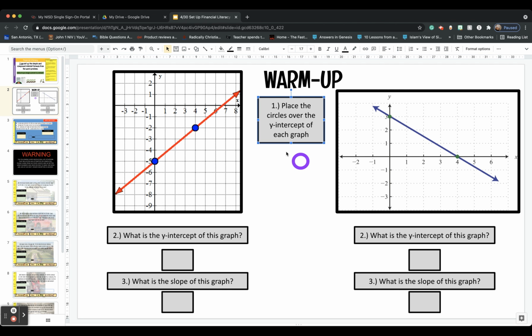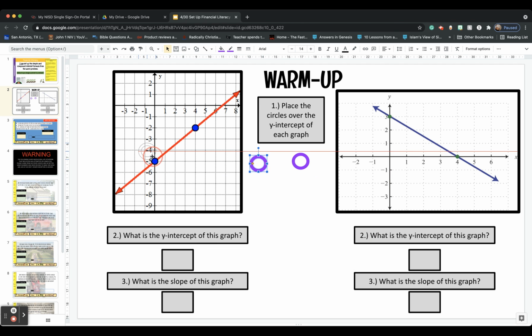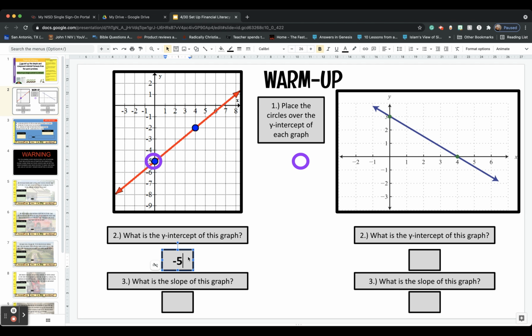I'm now going to focus just on the one on the left. So on this graph here, it says, place the circle over the y-intercept. Well, the y-axis is labeled. So this is the y-axis. And this red line, or this red slope, crosses the y-axis at this dot right here, or this point. So I'm going to drag my circle right over that, and that would be at -5. Bring that to the front, sorry about that. -5. So the y-intercept of this graph is -5.